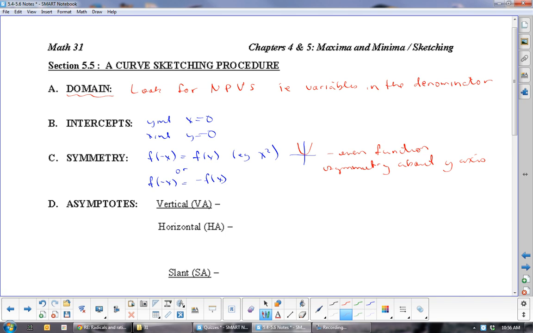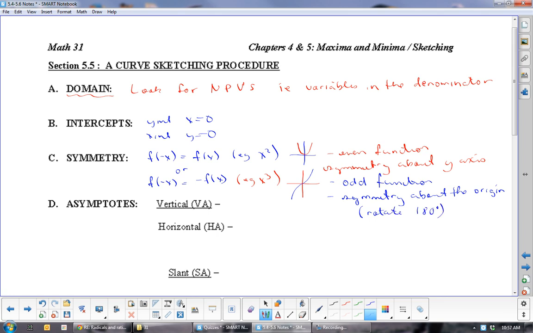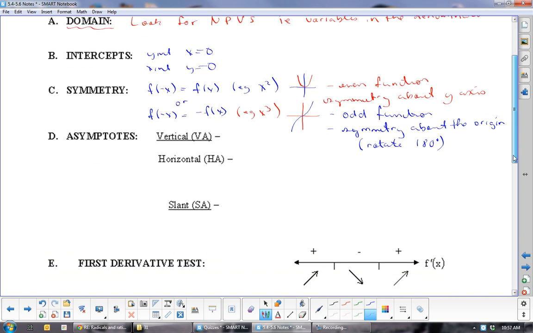Now, if you have f of negative x equals negative f of x, an example would be x cubed, and it would look something like this. Okay, and this is an odd function, and that would be symmetry about the origin. In other words, if you rotate it 180 degrees, you get the same graph, then it is an odd function. Okay, hopefully this is all review.